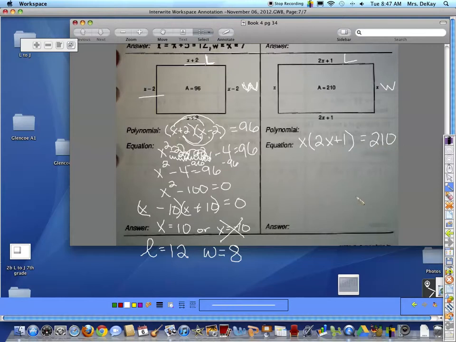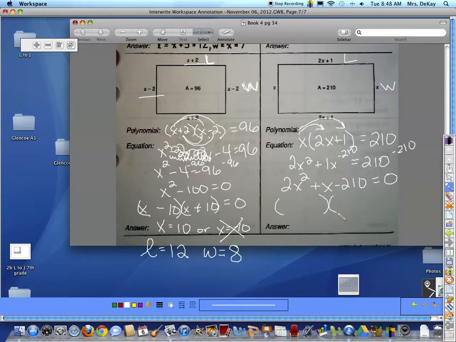210. Do the math. 2x squared plus 1x equals 210. We're going to take away 210 and put it on the back so it looks good like that. Take away 210. Take away 210. So I get 2x squared plus x minus 210 equals 0.